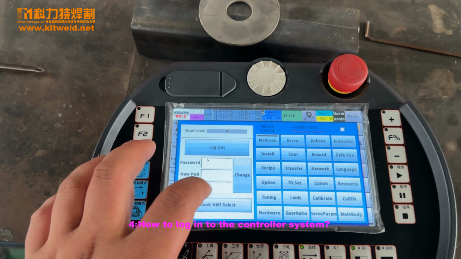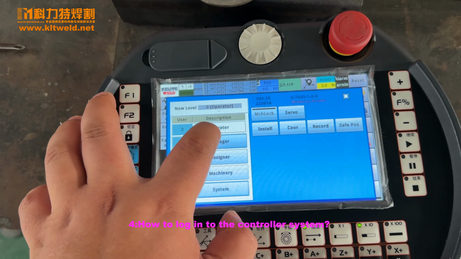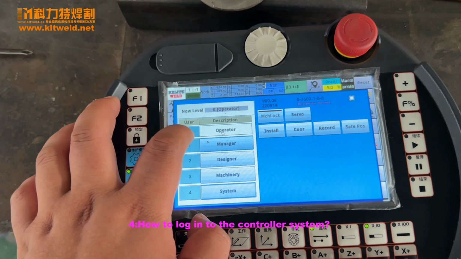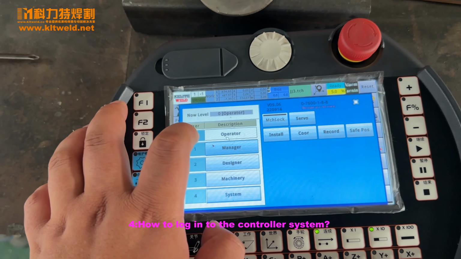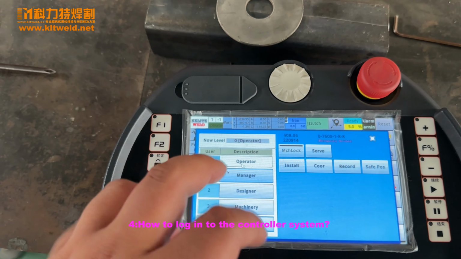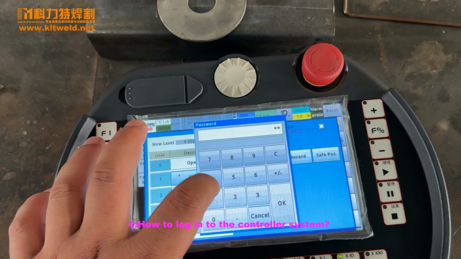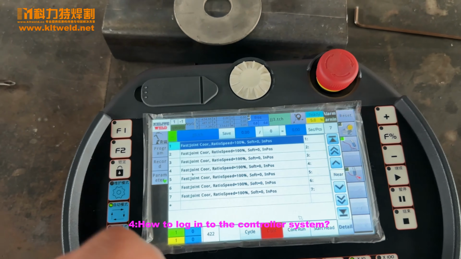Generally, later you use the operate. Using operate is OK. Okay. If you only use the machine, you do not set any parameters. Here is where you set all the parameters. Okay.